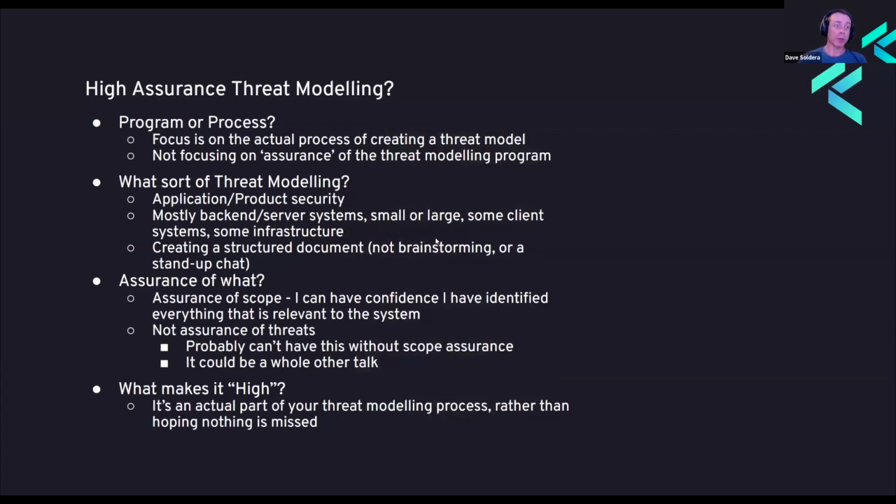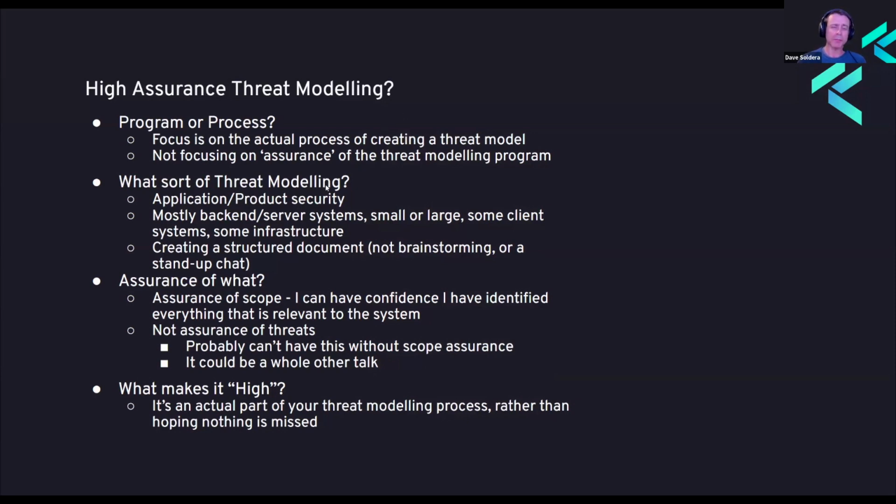So, am I talking about the threat modeling program that covers all the threat models you create when you're operating a threat modeling program? Or am I talking specifically about the process of creating an individual threat model? I'm talking specifically about the process of creating an individual threat model. That's the assurance I'm focusing on. I'm not focusing on the assurance of the whole threat modeling program.